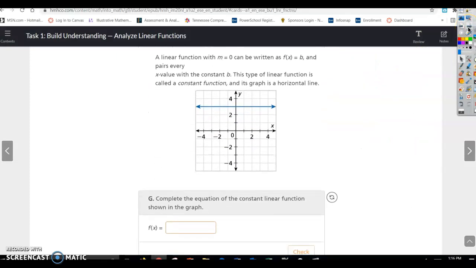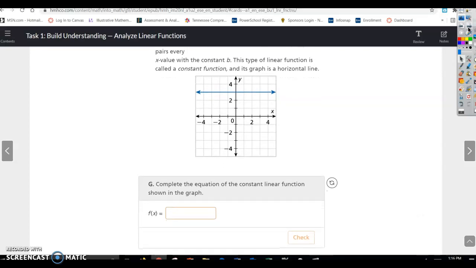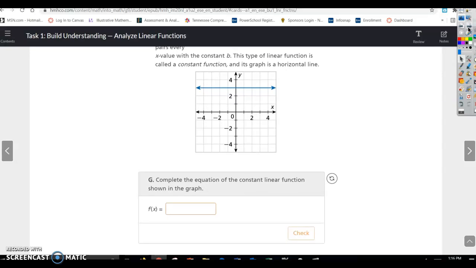All right, a linear function with slope equal to 0 can be written as f of x equals b and pairs every x value with a constant b. This type of linear function is called a constant function. Again, that's important to know. A constant is just a number, and a constant function is going to give you a horizontal line.